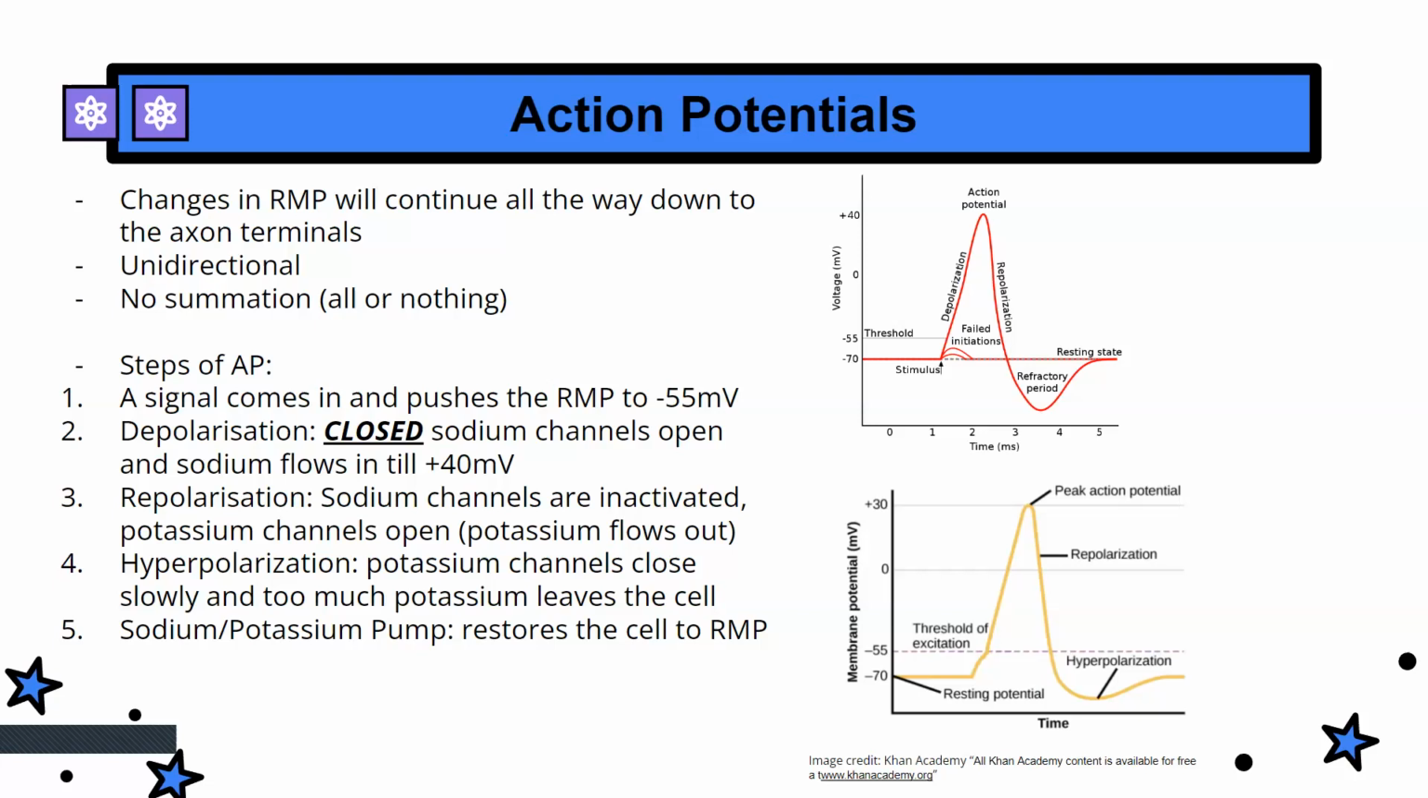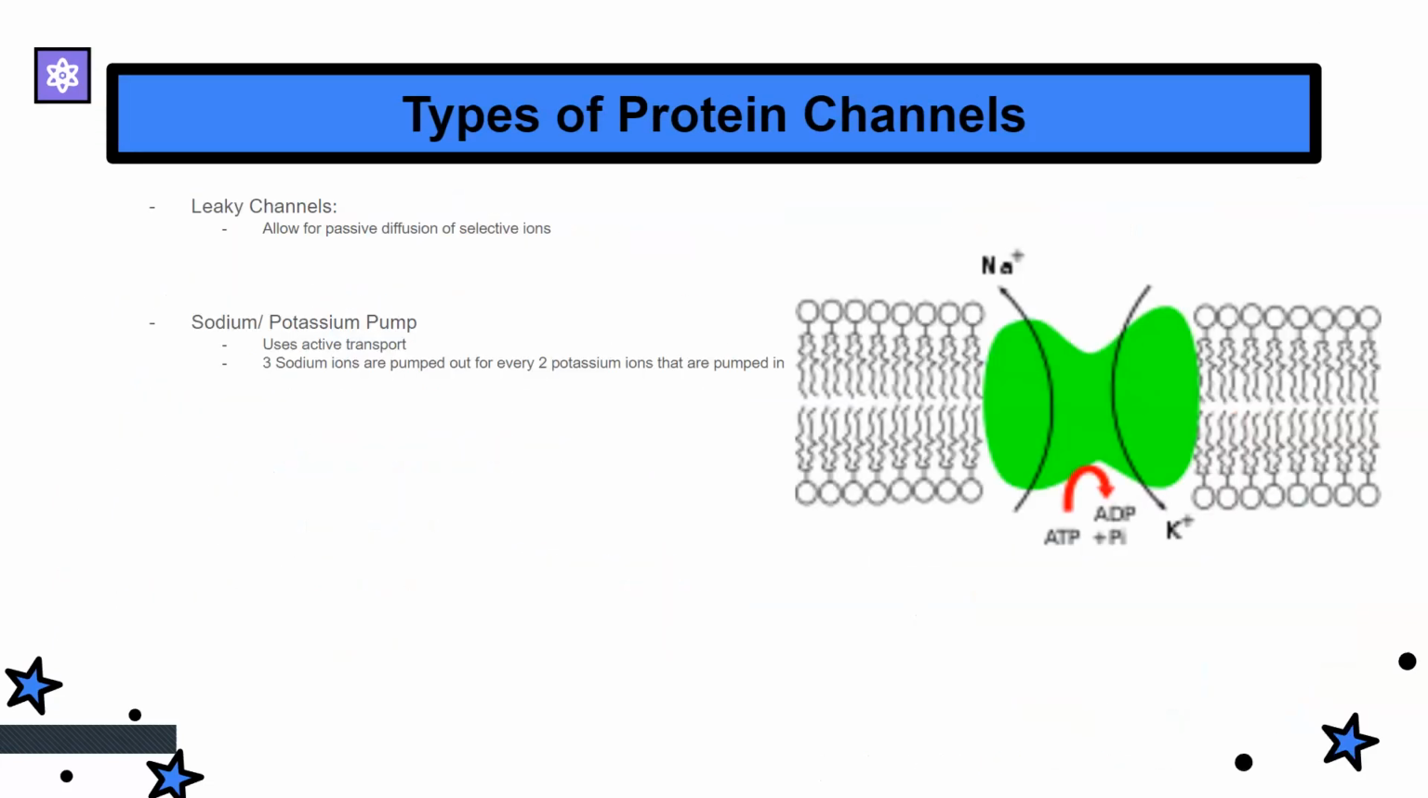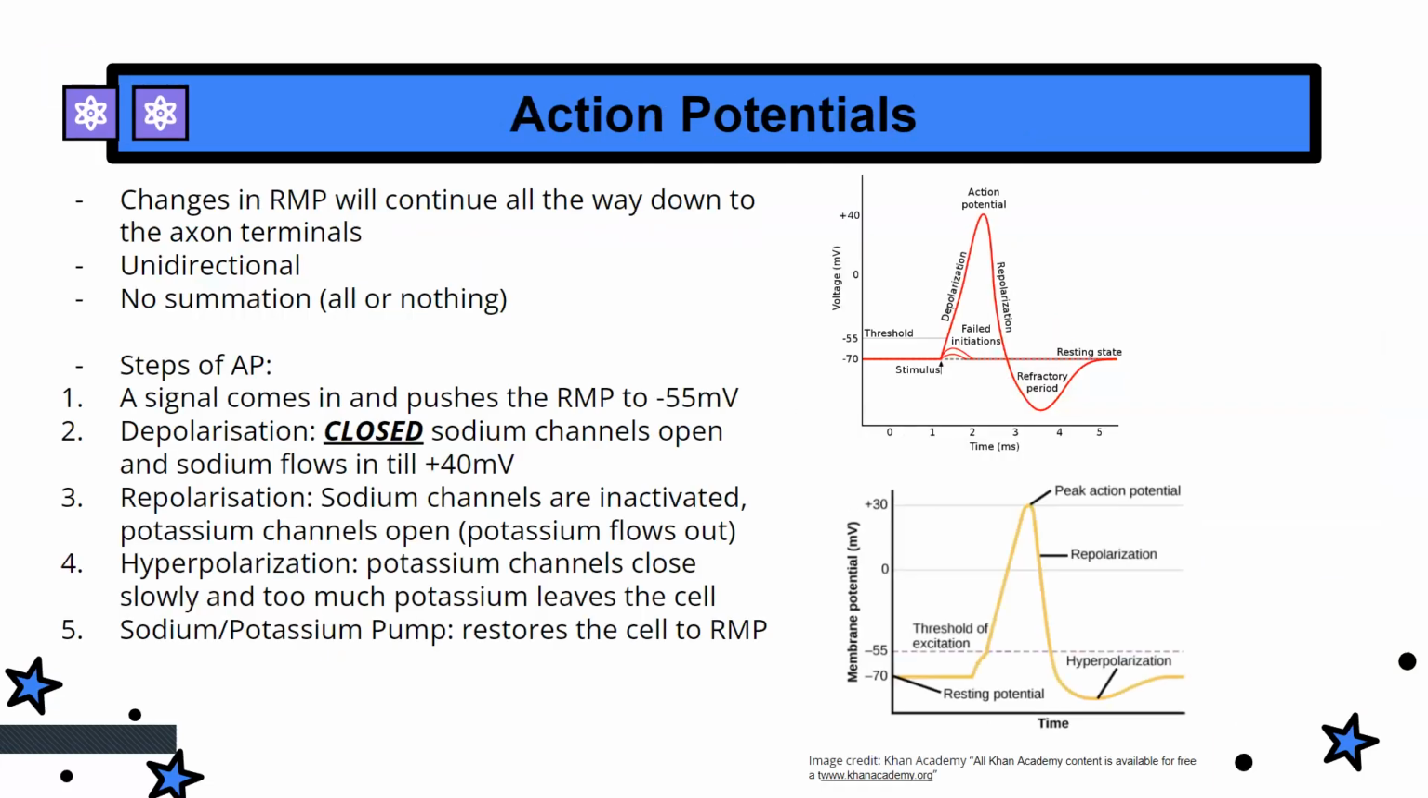But the potassium channels are a bit slow. That means that when they close, it takes a bit of time for them to close. And that results in hyperpolarization, meaning too many potassium ions have actually moved out. And you'll see that in that stage. But then, by the time the potassium channels are closed, remember the sodium potassium pumps I talked about, those are the things that restore your membrane potential back to the resting membrane potential.